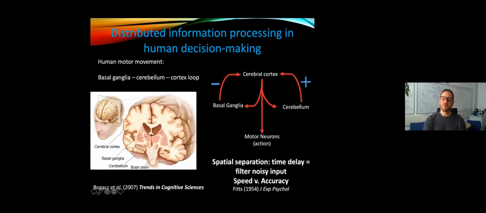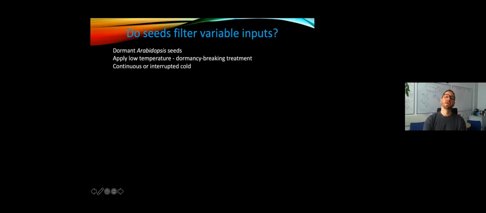So going back to the noise filtering, we then asked the question, is the spatial separation in seeds acting in the same way as it is in the human motor decision-making loop? So here we're asking whether noisy inputs are being filtered by the spatial separation present between the ABA and GA responding cells.